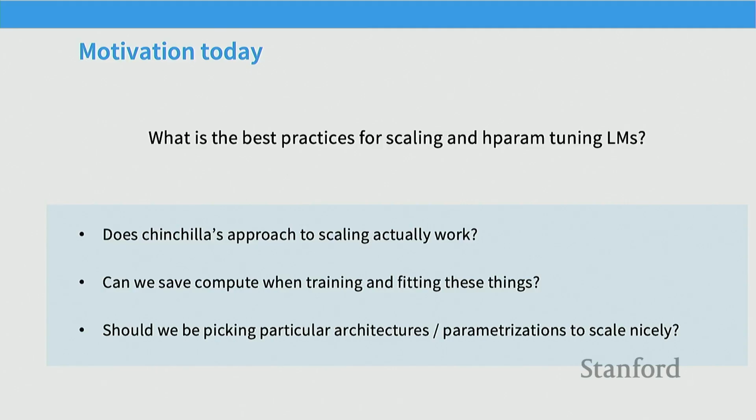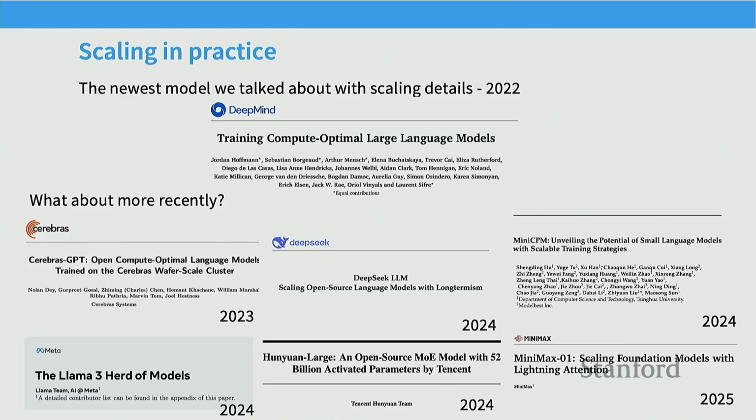And I've already told you about Chinchilla and using scaling laws to validate some of this, but I think you should have rightfully skeptical questions about scaling laws, right? Like, it's curve fitting on a log-log plot. Is it really as good as I said it was last lecture? So does Chinchilla's approach to scaling laws actually work? You're finding this out in your assignments. If you fit an isoflop, is that really telling you about the right token trade-offs? Can you use this stuff to really set optimal learning rates? And should we be picking particular architectures or parametrizations to scale nicely?